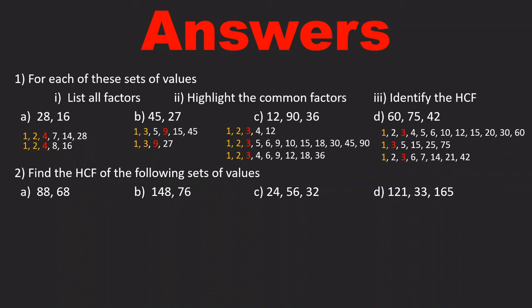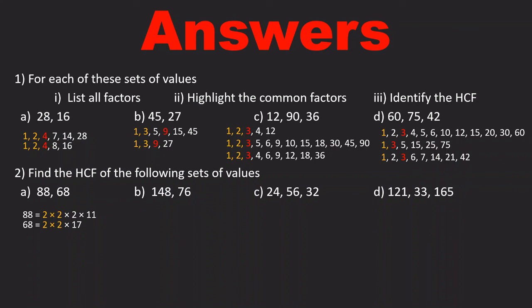For question 2, as I suggested earlier, I think it's easier to use trees. So I started by expressing these numbers as products of their prime factors. So 88 is the same thing as 2 times 2 times 2 times 11. 2 times 2 is 4, times another 2 is 8, times 11 makes 88. And 68 is the same thing as 2 times 2 times 17. That's 4 times 17, that's 68.